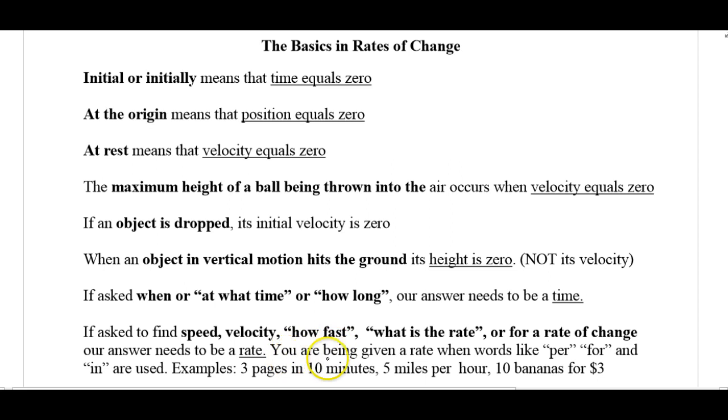Key phrases that tell you you're being given a rate of change are words like per, for, and in. Some examples of that: if you're told someone reads 3 pages in 10 minutes, you've been given a rate. 3 pages over 10 minutes, there's my ratio. Or 5 miles per hour, you've been given a rate. Again, there's that keyword per. Or something is selling for 10 bananas for $3. So that word for indicates that you're given a rate.